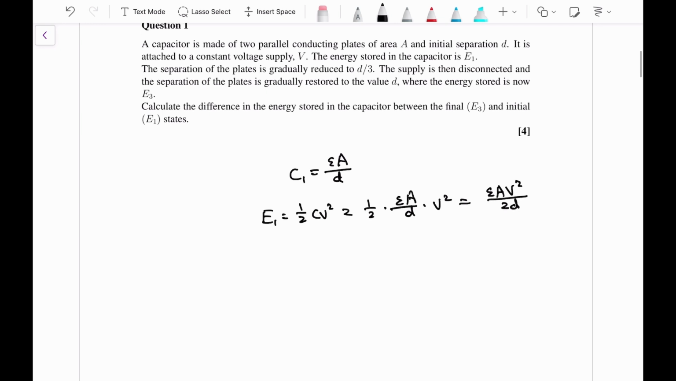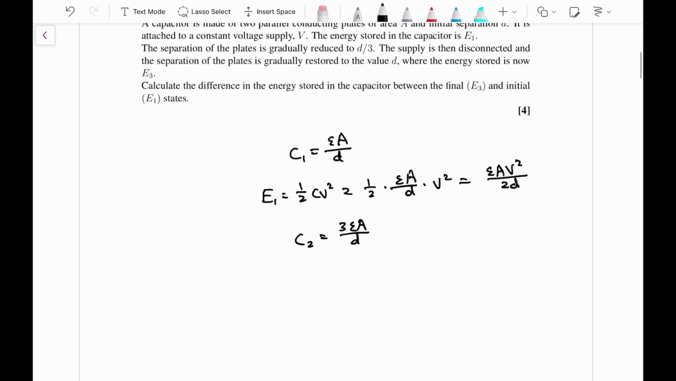And then it says the separation of plates is gradually reduced to D over 3. So basically the capacitance is changed. Let's say it's C2. Since the distance is reduced by 3, and the equation is divided by the distance, C2 will be 3 epsilon A over D. Therefore E2 will be exactly the same as E1 but multiplied by 3.